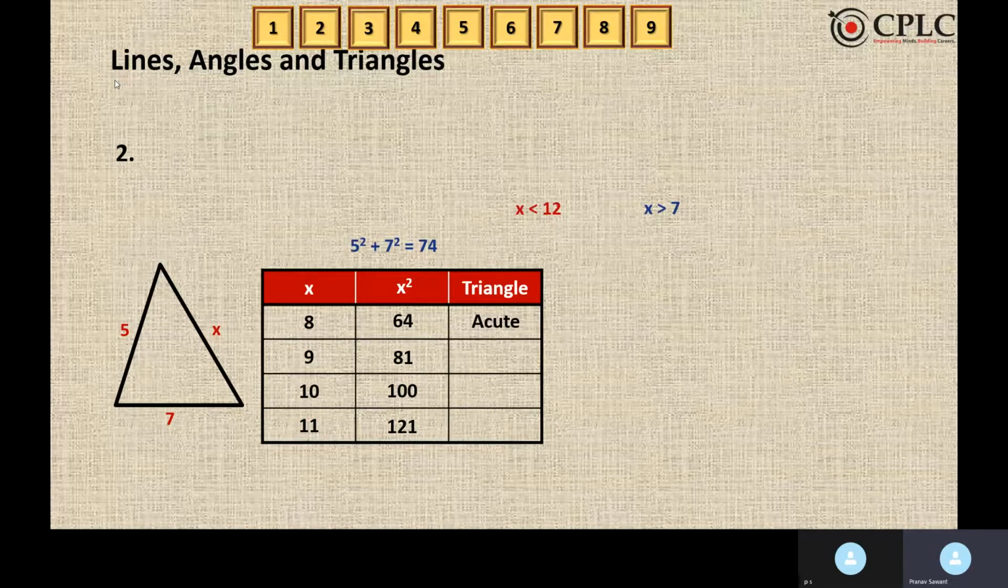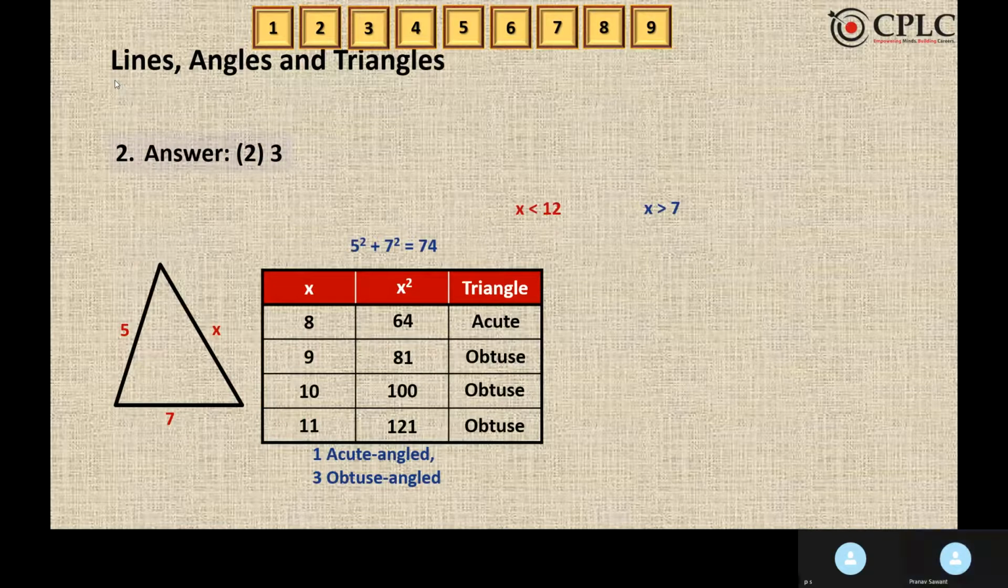81, 100 and 121 are greater than 74. Hence, they are obtuse angle triangles. So we can form one acute angle triangle and three obtuse angle triangles. Option 2, we can form three obtuse angle triangles is the answer.